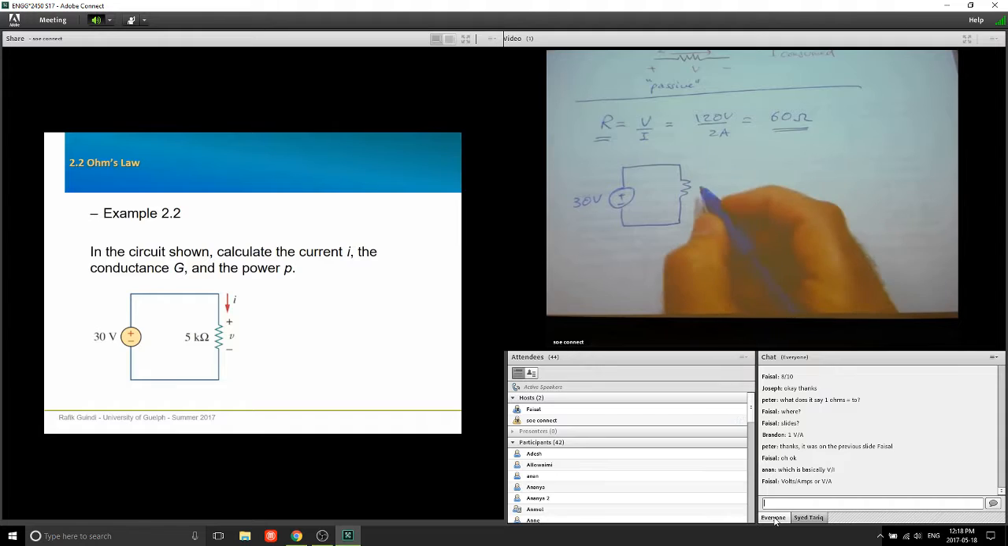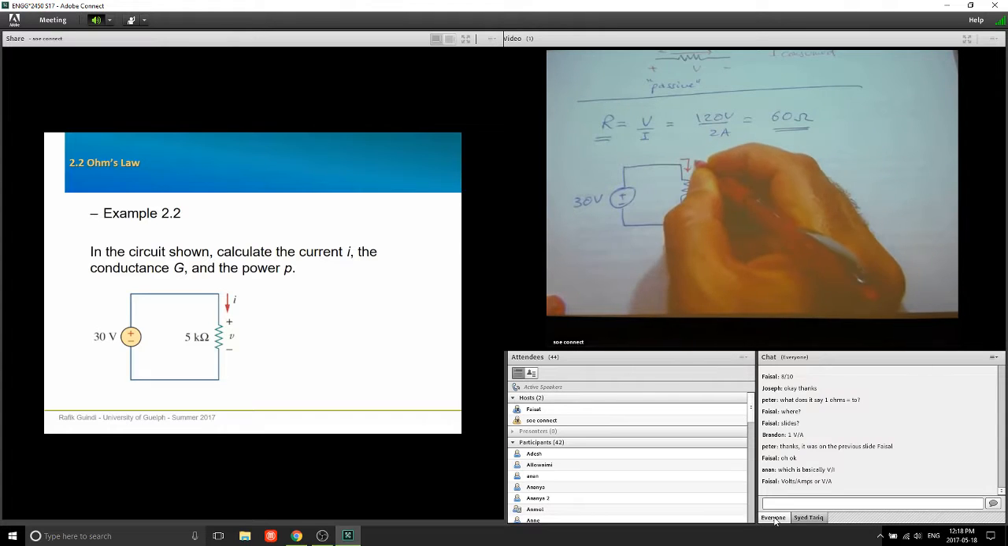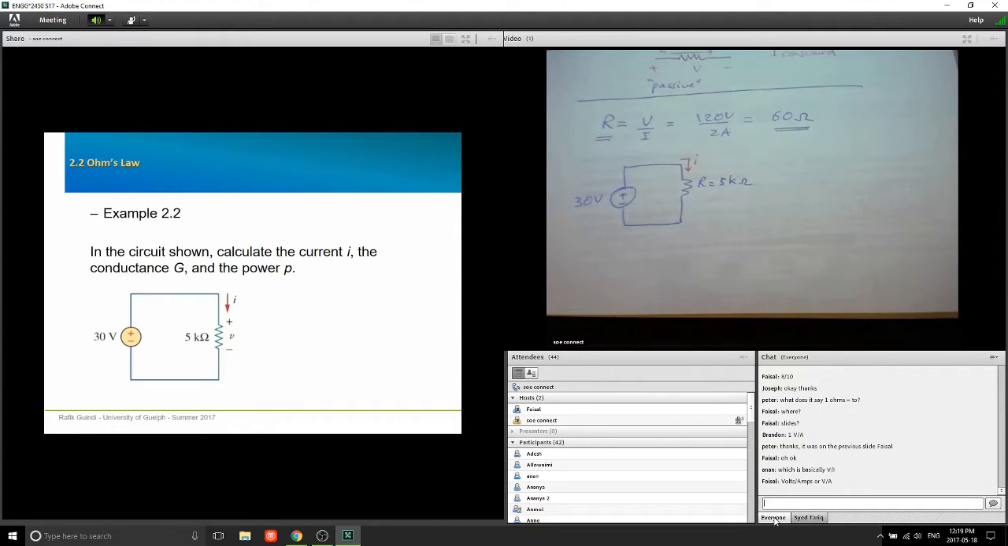A resistor having a resistance of 5 kilo ohm, and we want the current. What do we want? We want the current I, the conductance G, and the power P. So look at that. I have a source of 30 volts.